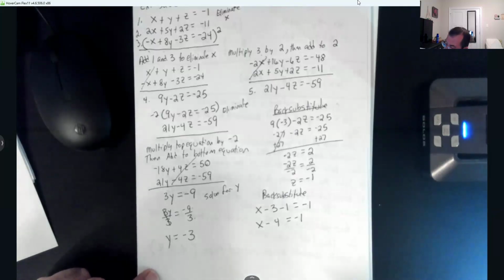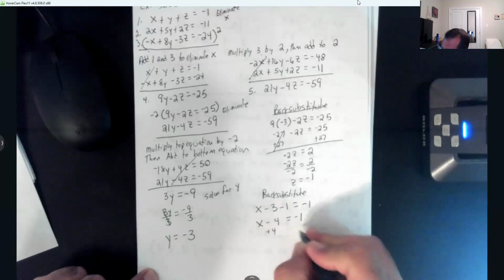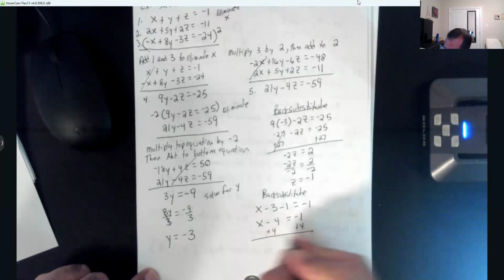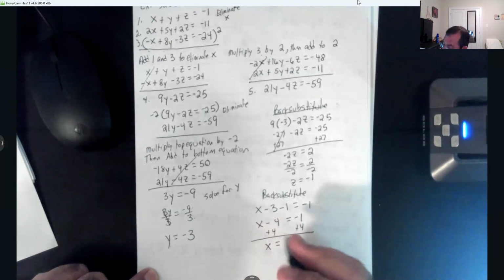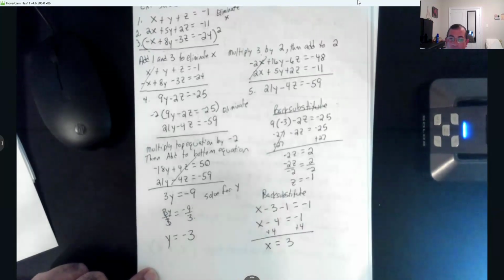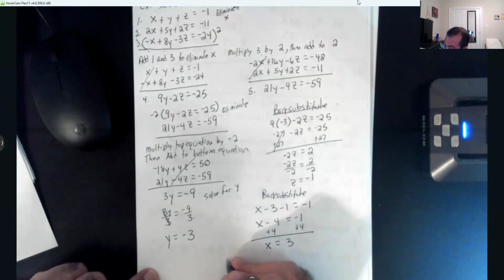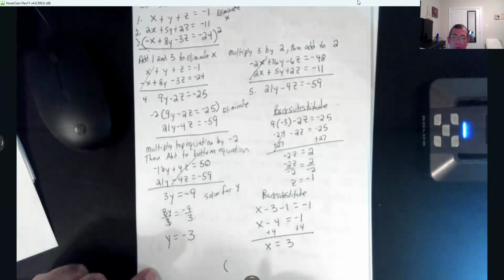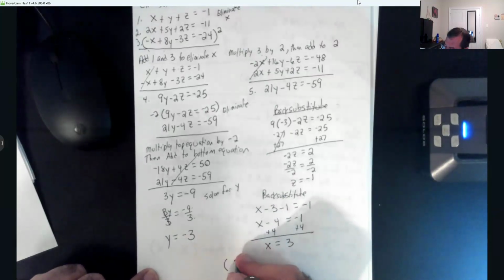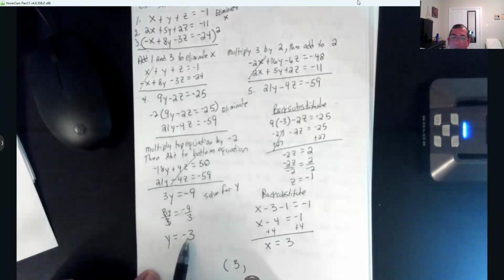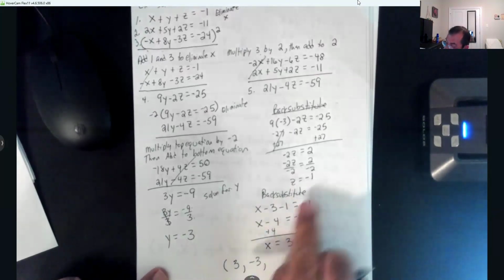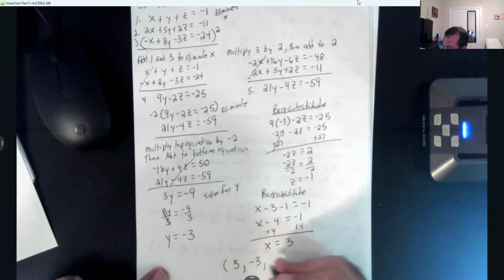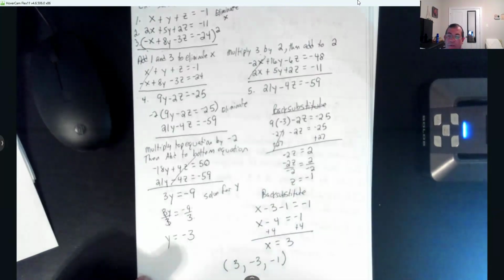Oh, y'all, what are we going to do? Add 4 here and be done with this one, right? So that cancels and I get x is -1 and 4 gives me 3. So my ordered triple would be my x first, which is 3, my y, which is -3, and then my z, which is -1.